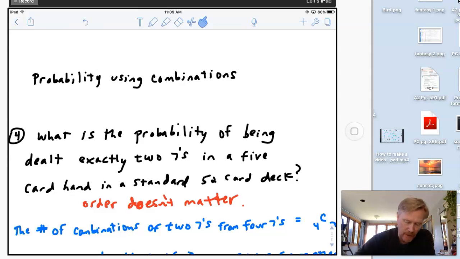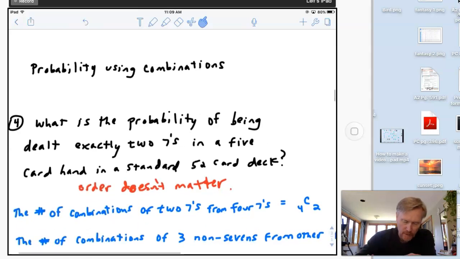So the first thing I'm going to figure out is what are the number of combinations of 2 sevens out of the 4 sevens in the deck, okay, which is 4C2. And a quick reminder, the bigger number always goes on the left in front of the C, and the smaller number goes on the right of the C. So that's the first part.